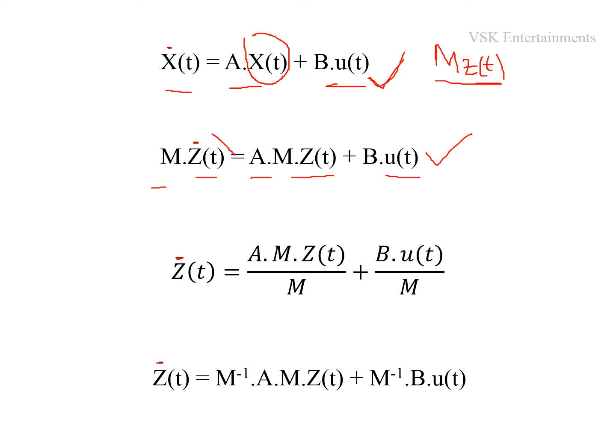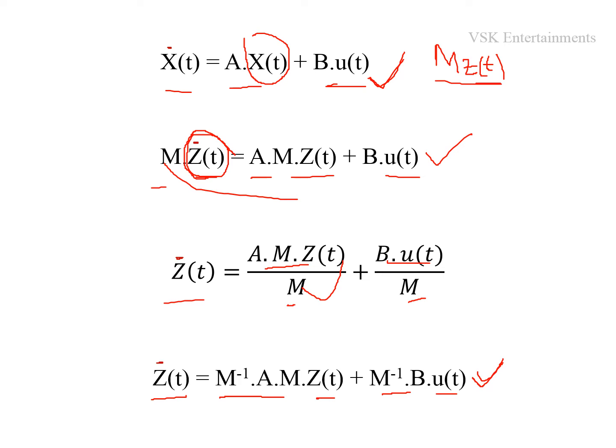We require z dot of t. In order to get z dot of t, move this M to the right side. Then z dot of t is equal to A into M into z of t by M plus B into e of t by M. Take this M to the numerator. Then we get z dot of t is equal to M inverse into A into M into z of t plus M inverse into B into e of t. This is the new state equation.